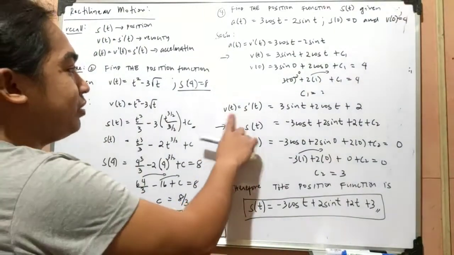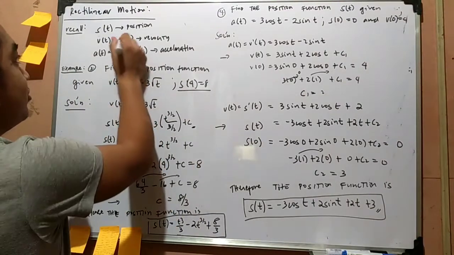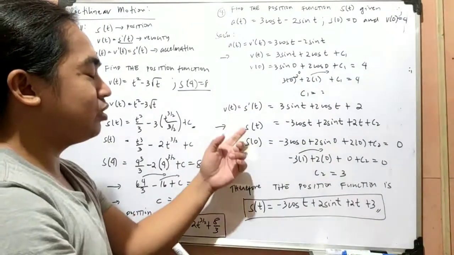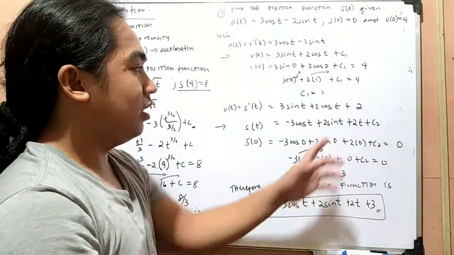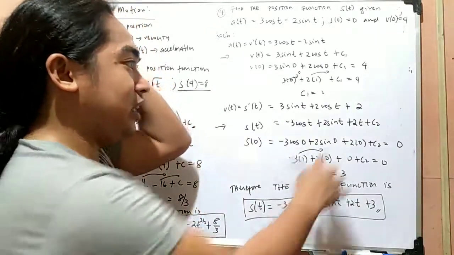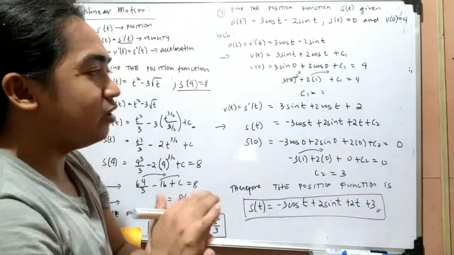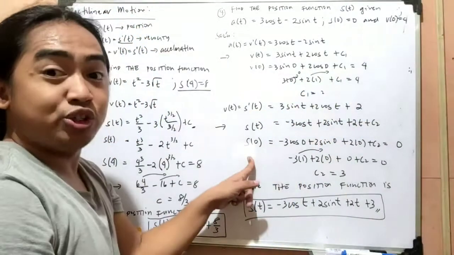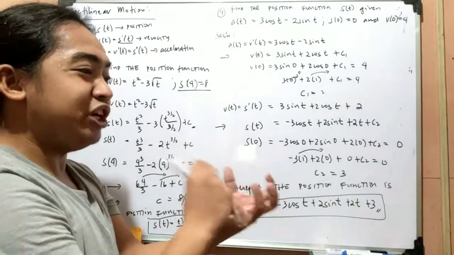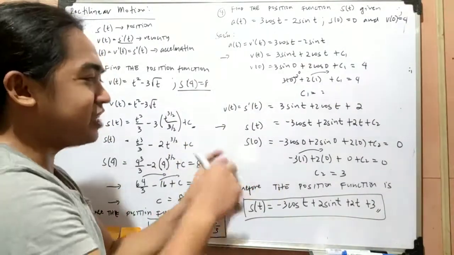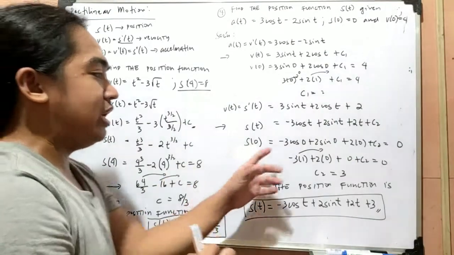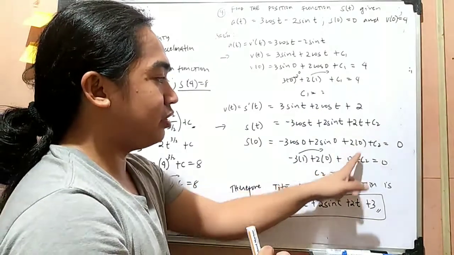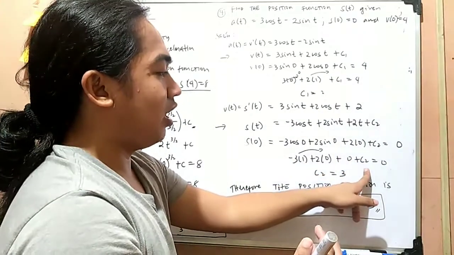And next, v of t is the first derivative of the position function. So again, we just antiderivative. So we get s of t is negative 3 cosine t plus 2 sine t plus 2t plus c2. Again, no, c2 kasi may constant tayo na i-add palagi. And s of 0 is just 0. Usually, s of 0, initial position mo usually dapat sa 0. Kasi kadalasan sa ground. So, we have negative 3 cosine 0 is negative 3 times 1. 2 sine 0 is 2 times 0. Plus 2 times 0 is also 0. So, we get plus c2 is equal to 0.